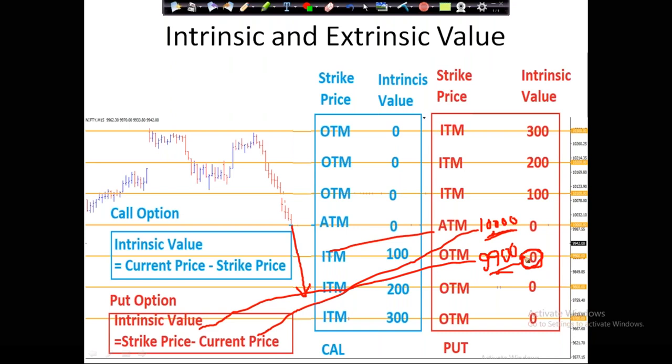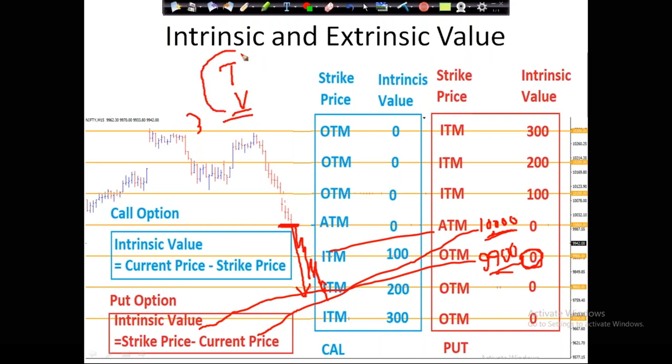But most people think there is nothing in extrinsic value. Yes, there are two things in this extrinsic value. What are the two? We have time. Suppose we have 30 days, 15 days, 3 months, 5, whatever. We have time. That is called time value. Another is called volatility. Market never stays in the same place. The market is running. This is called volatile. Price is falling down. Why? This is volatile.